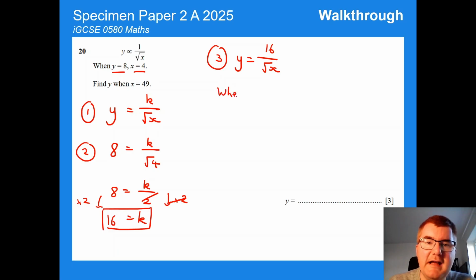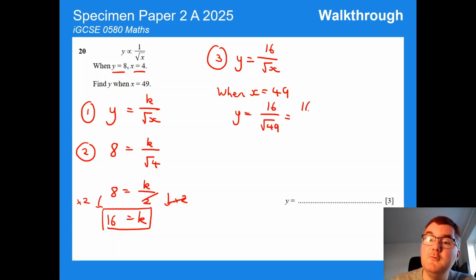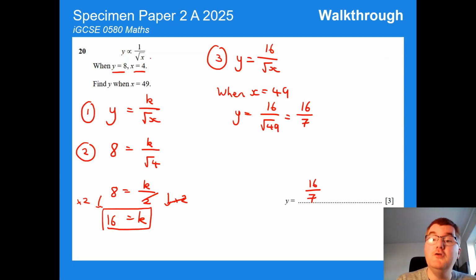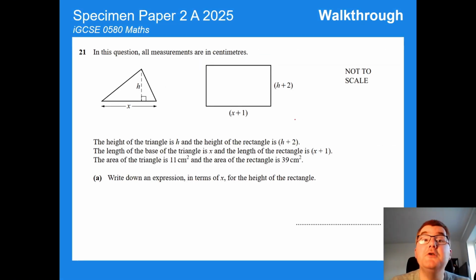So when x is 49, then y is equal to 16 over the square root of 49. Remember, the square root of 49 is 7. And we'll probably leave our answer here as 16 over 7, or we can write it as a mixed number. Notice both are absolutely fine here on our mark scheme. Okay, and on to question 21.